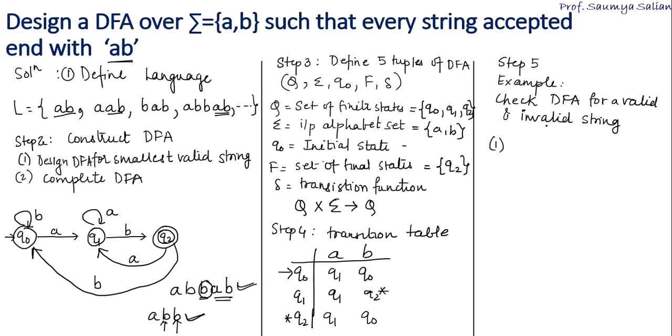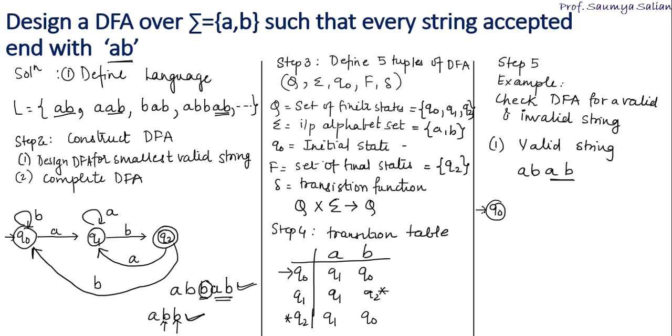Final step, give an example, that is check your DFA for a valid and an invalid string. So first we'll check for a valid string. Let's suppose AB, A, B, A, B. It is a valid string because it is ending with AB. So we'll check whether we are reaching the final state at the end of this transition, that is at the last input B. So let's begin.